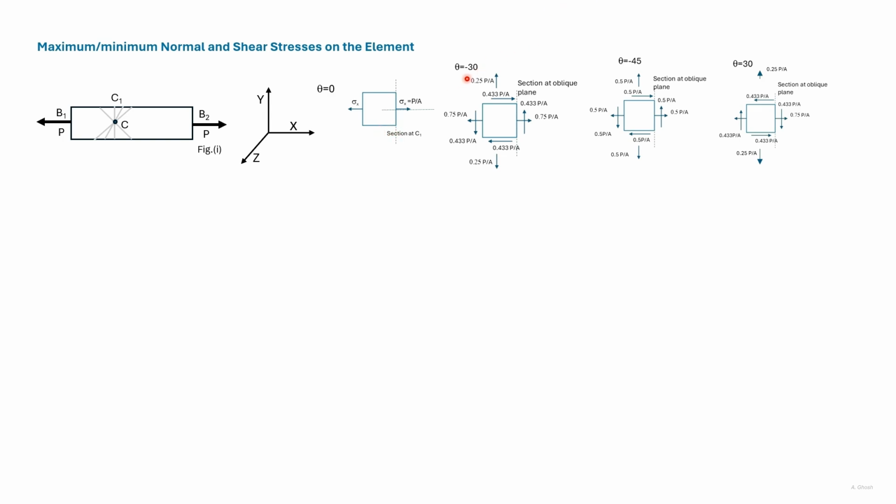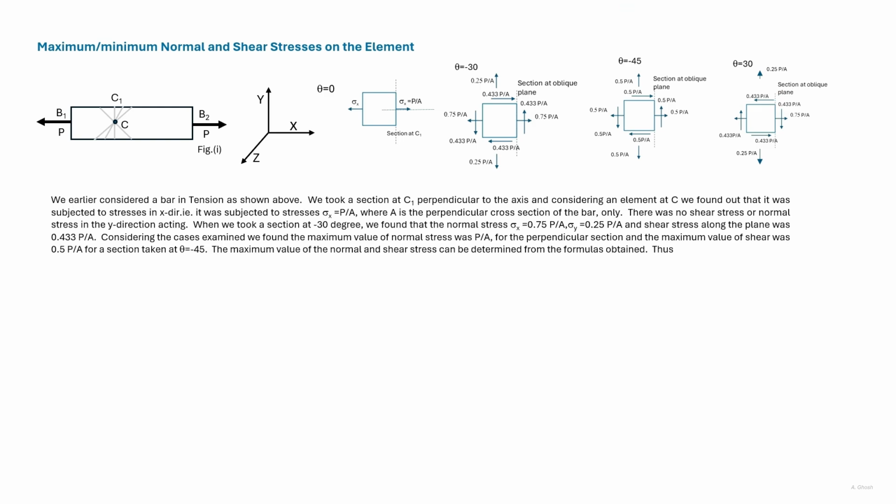At theta equal to minus 30, the shear stress here is 0.433 P divided by A. And at theta equal to 30 degrees, the shear stress is of the same magnitude, but oppositely directed. At theta equal to minus 45, the shear stress on the right face is 0.5 P divided by A, which is the maximum you can see in these three elements. The shear stress is anti-clockwise and therefore positive on the right face.